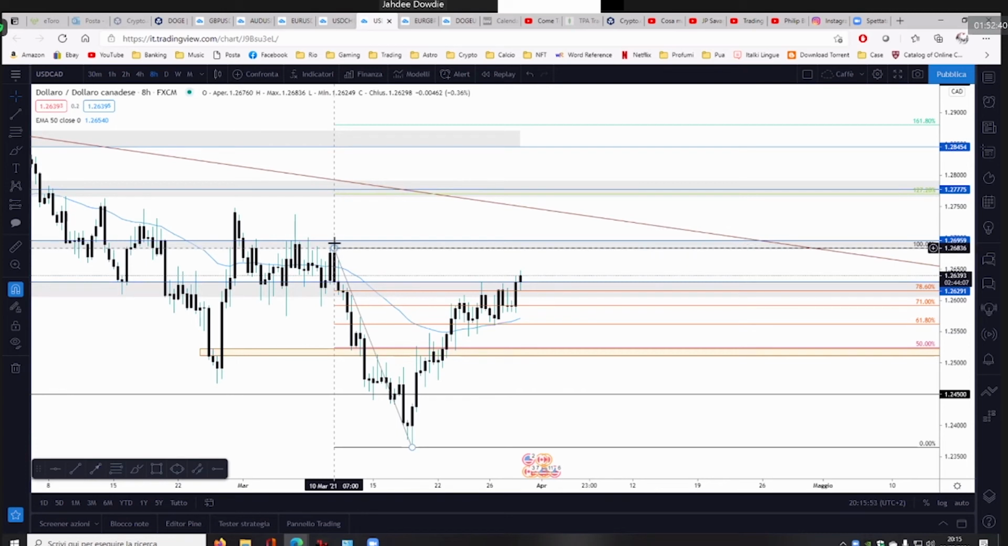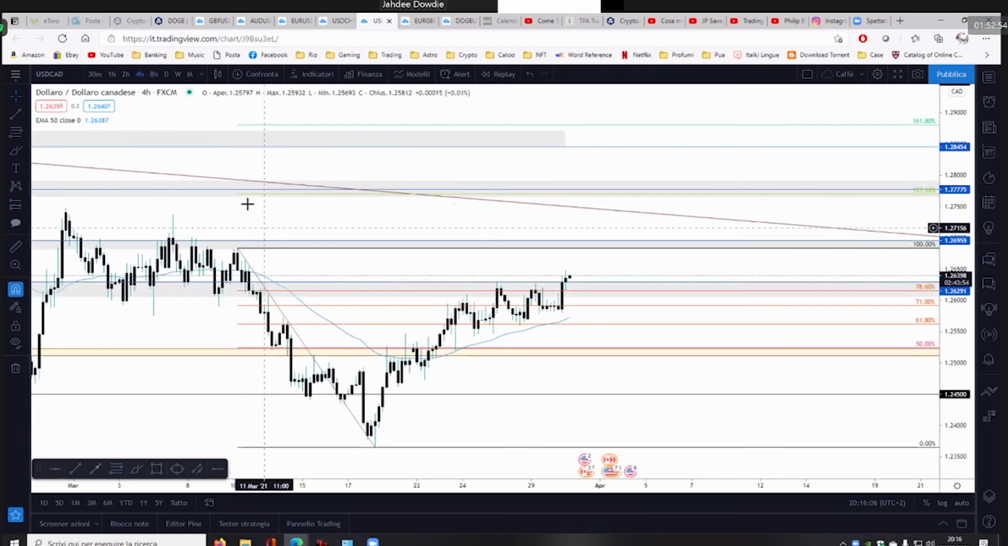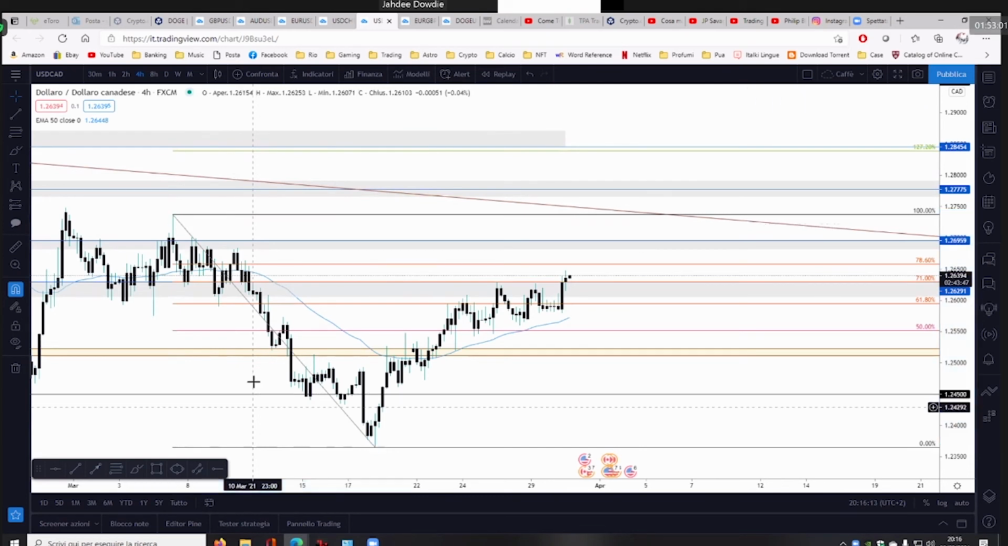You can wait for a rejection, or you can wait for an interaction with, let's say, the Fibonacci 61.8%, or let's say the 50%, and the resistance that's there, right? So you would just highlight that area. The 61 and that resistance is a good area. You're just waiting for rejection from that area.